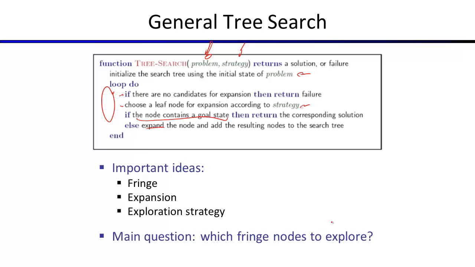The main question here is which fringe nodes to explore. The difference in what we're going to do going forward between the different algorithms from now till the end of next lecture will almost all be in what nodes from the fringe do we pick first. How do we prioritize which node to pick? Because that will determine which part of the search tree we explore, and we know we want to explore as little as possible of our search tree and find a solution.